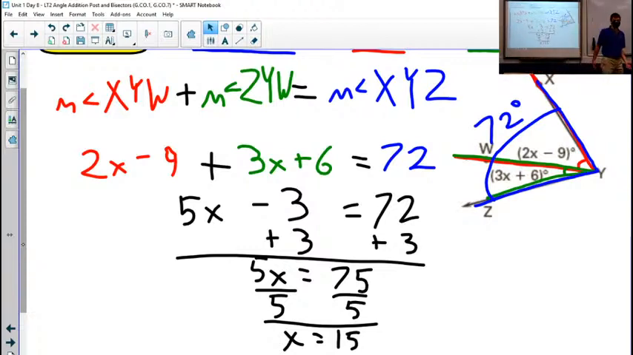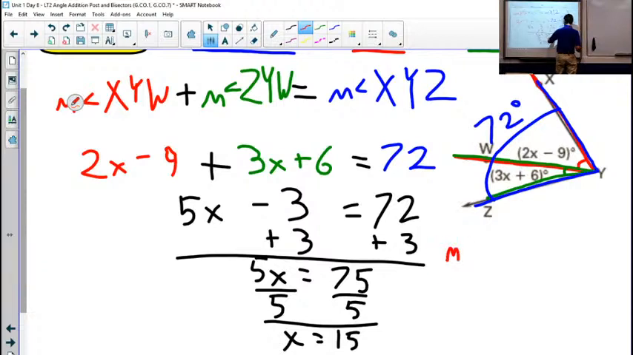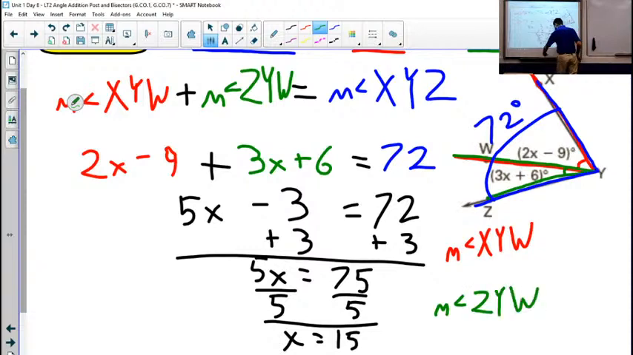Now we're going to plug that in to get the other measurements that we need. The problem asked for the measure of angle XYW and the measure of angle ZYW. In other words, it's asking us to plug in the pieces and make sure that they add together to get the whole thing. XYW. So we're going to take 15, put it in for x. So we've got XYW is 2x minus 9. So we're going to plug in 15. 2 times 15, minus 9, and we get 30 minus 9. 2 times 15 is 30. Minus 9 is 21 degrees.